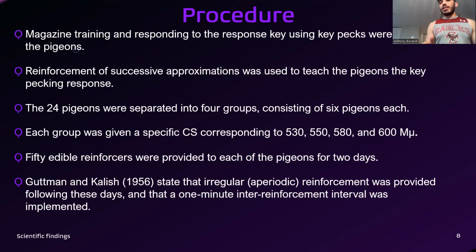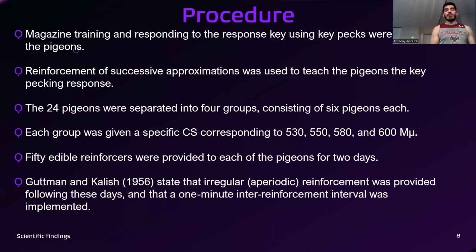So they took the 24 pigeons that they had and they separated them into 4 groups. Okay, so there were 6 pigeons in each group, and each group was trained on a specific wavelength of light. Okay, they called it a CS. Also, the unit is mu. I'm just going to call it nanometers because that's what I'm used to calling it. So the groups were trained at either 530 nanometers, 550 nanometers, 580 nanometers, or 600 nanometers.